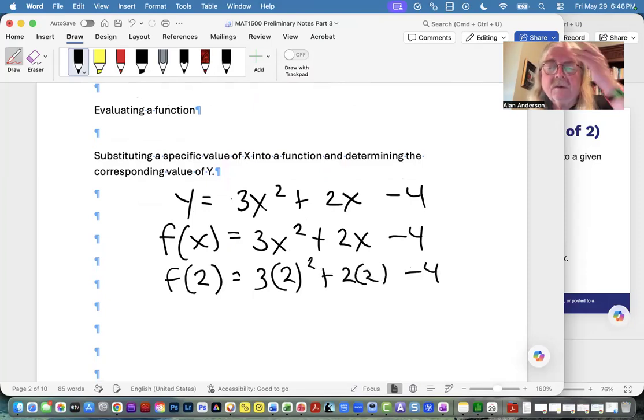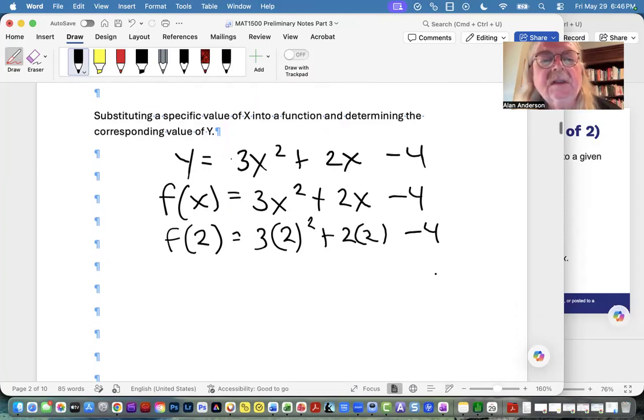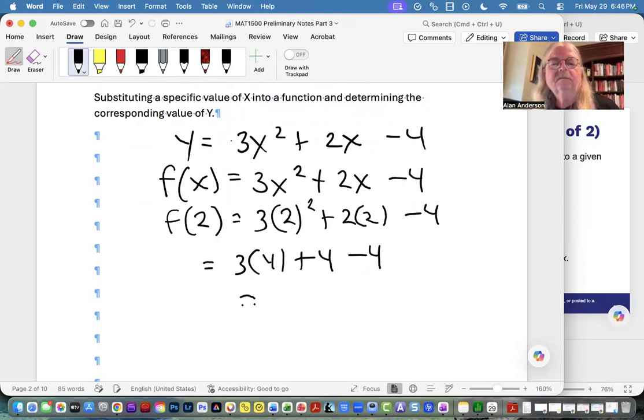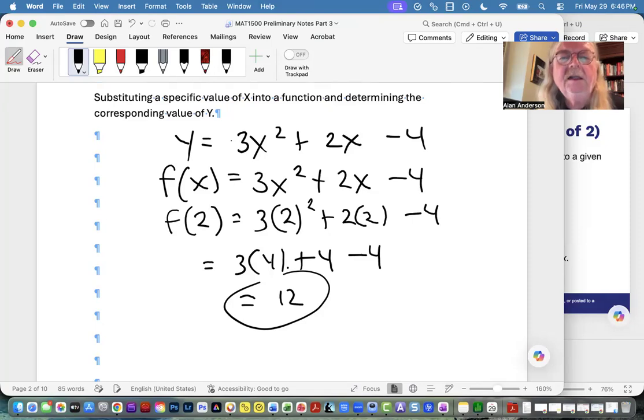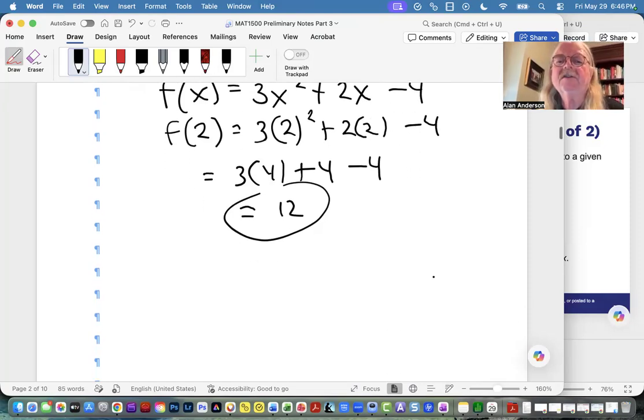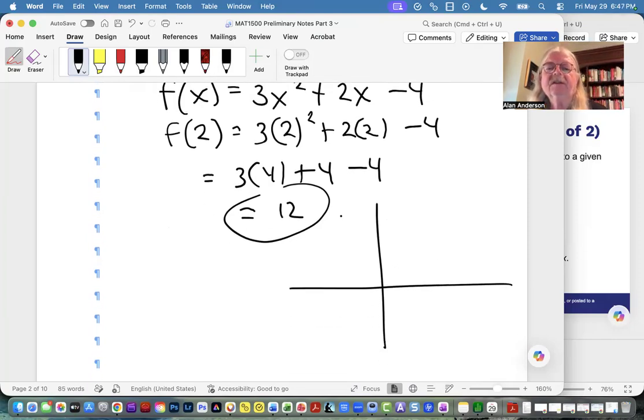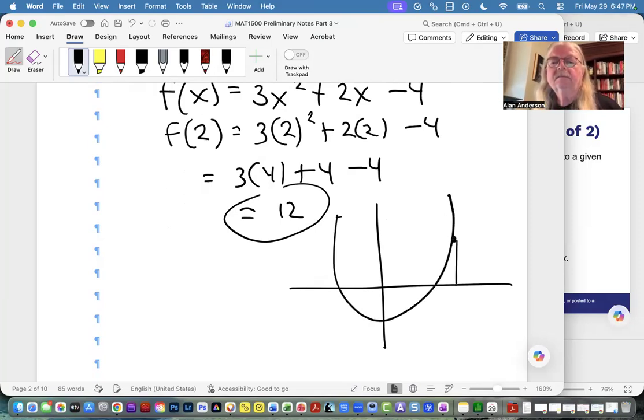So what are we doing? We're replacing all the x's with a 2 and then solving. Okay, so now you can see for yourselves this is a parabola, and it just simply means that when x equals 2, y is 12. So let's say it looks something like this.